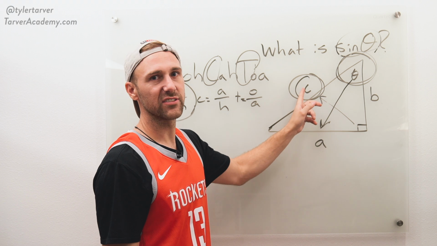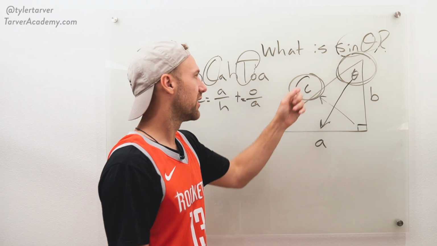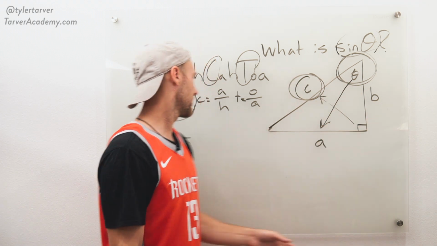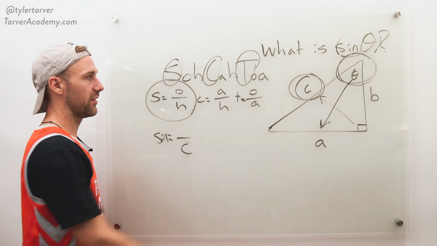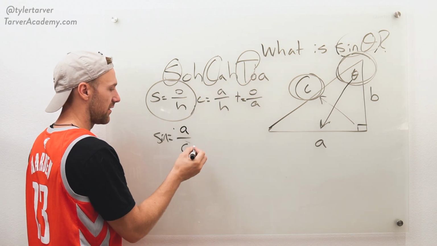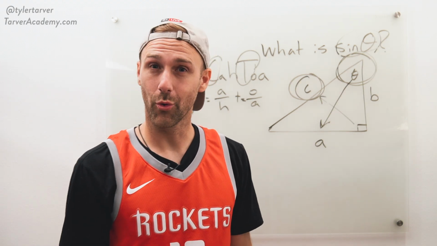And if you're like, well, Tyler, C is adjacent also. Hypotenuse always trumps adjacent. So that's hypotenuse, boom, knocked it out. Now we've just got opposite and adjacent. I care about opposite, which is A. So the sine of that would be A over C. And you did it. And it feels pretty cool, doesn't it?